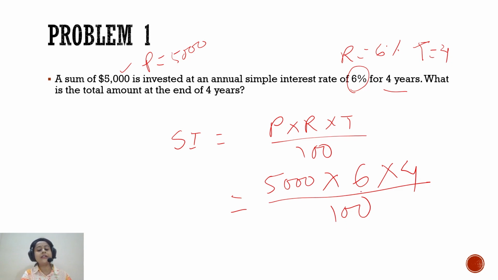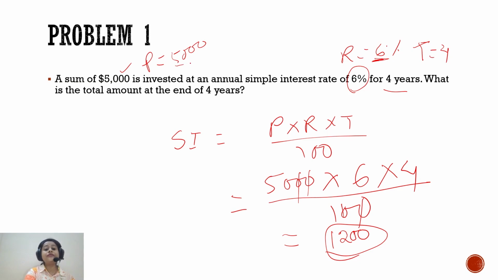So 5,000 into R, that is 6, into T, that is 4, by 100. Since we have already taken the division by 100, we will not convert the rate to a decimal. We directly write the rate of interest as it is. Here also the zeros will cancel out. So it will be 50 into 4, that is 200, into 6, that is 1200. So 1200 will be my simple interest after 4 years if I invest 5,000 at a rate of interest of 6% in any financial project.